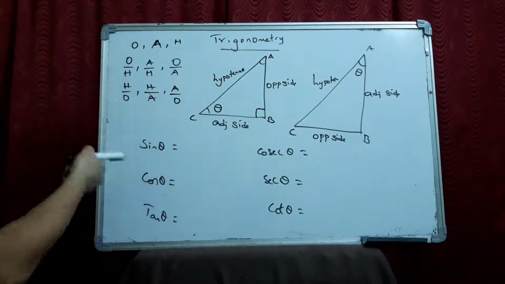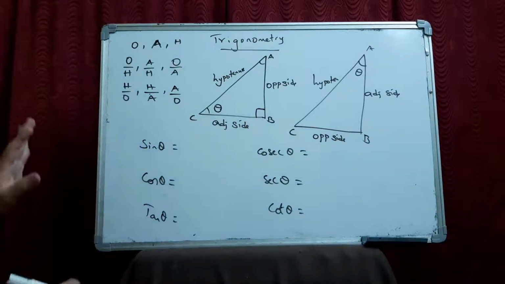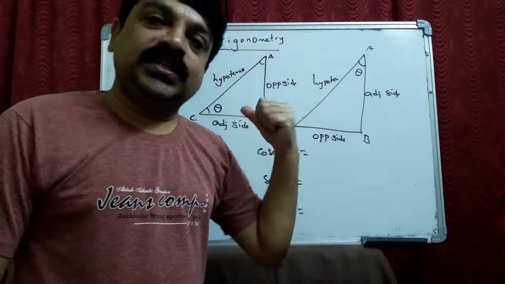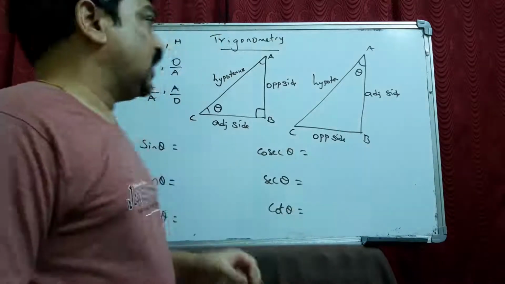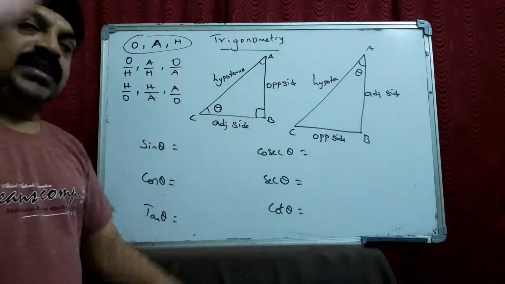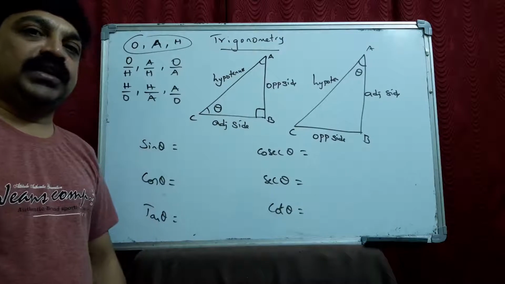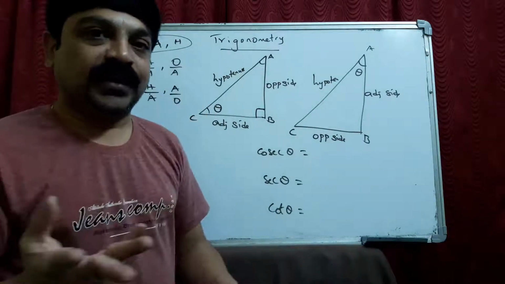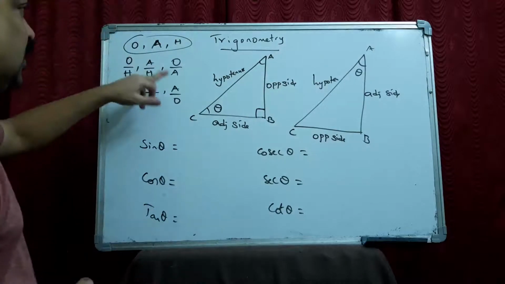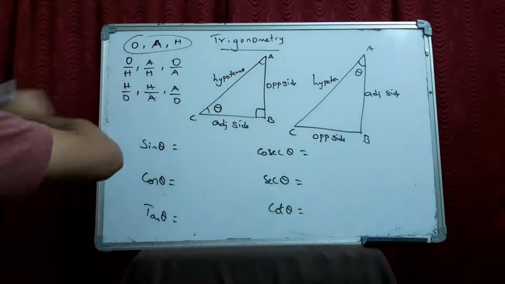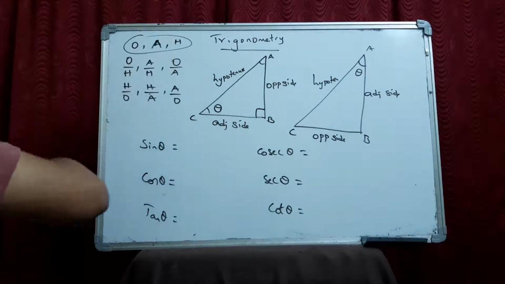Any other thing is missing, you please check. Nothing will be missing. These are the 6 only possibilities that we can make. These are the 6 possible ratios that we can make with these 3 values. Any 3 different values which cannot be simplified, you can make only 6 ratios. A by H, H by A, O by, everything is there.